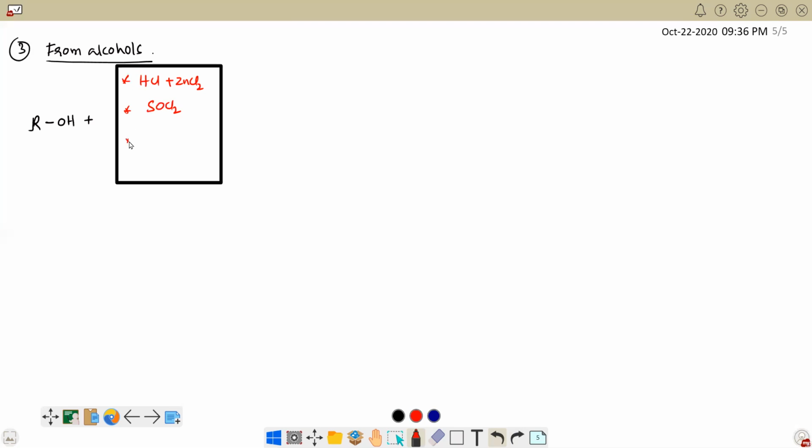Sir, SOCl2, is it with pyridine or ether? Like SOCl2 reacts in the presence of pyridine or ether. Yeah, we can take both. Generally, if you take ether, the product is different, the stereochemistry is different, okay?